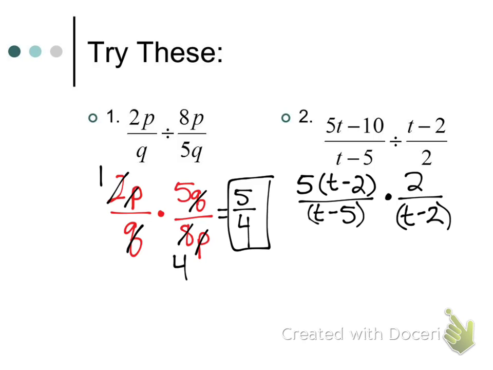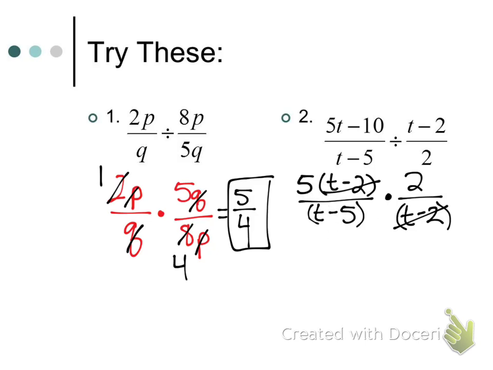Delaney, what can I cancel? T minus 2's. Good. Anything else going to cancel? Anybody? No, nothing else can cancel. Why can't I cancel this 5 with that 5? Okay, one of them is stuck in parentheses as a binomial. So those cannot get canceled out together.